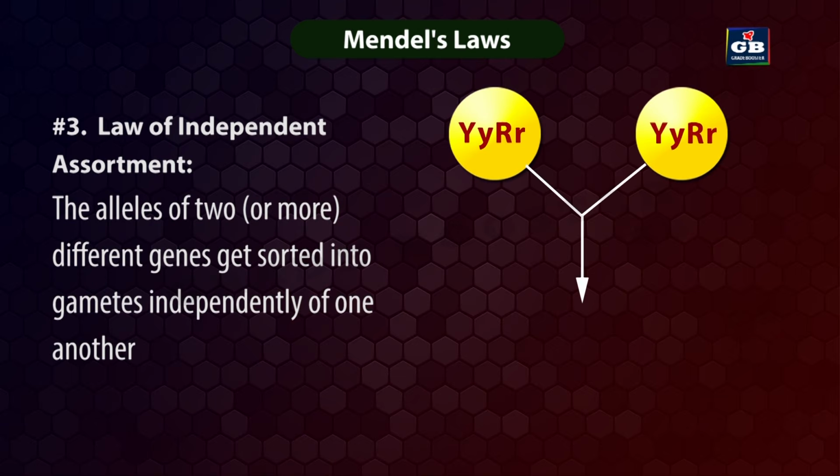Next, we see the law of independent assortment. For the character color of the seed, the parent has two alleles, dominant allele yellow and recessive allele green. For the character shape of the seed, the parent has two alleles, dominant allele round and recessive allele wrinkled. If the dominant allele yellow is passed to the gamete for color, for shape either dominant round or recessive wrinkled, any one allele can be passed to the gamete. That means one allele of a particular character does not influence the inheritance of alleles of another character. This is the law of independent assortment. The alleles of two different genes get sorted into gametes independently of one another.